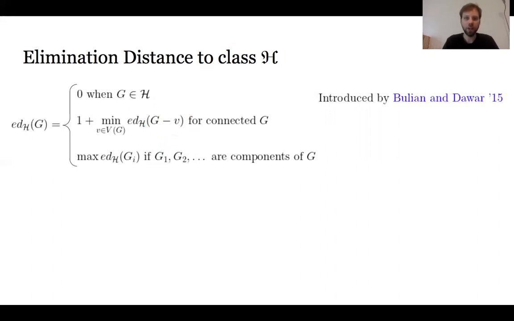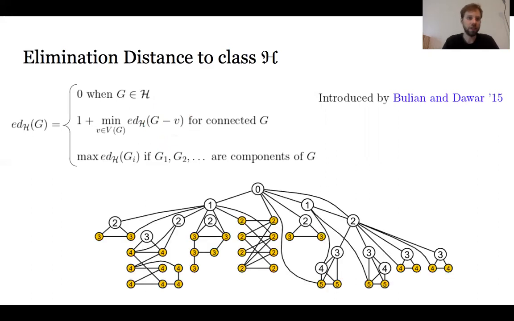Similarly as before, we can treat this parameter as the minimal depth of an H elimination forest. This is a concept similar to an elimination forest, but here a leaf can represent some arbitrarily large component which is bipartite, or in general belongs to the target class H.